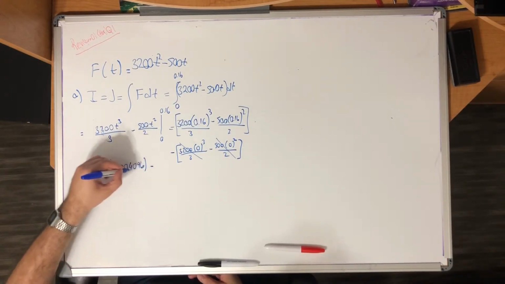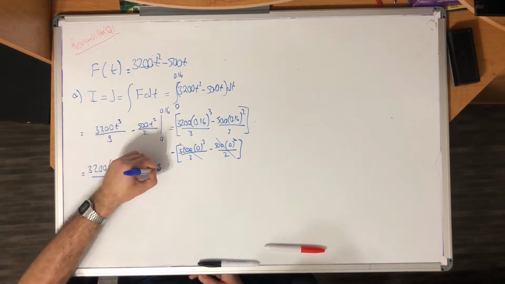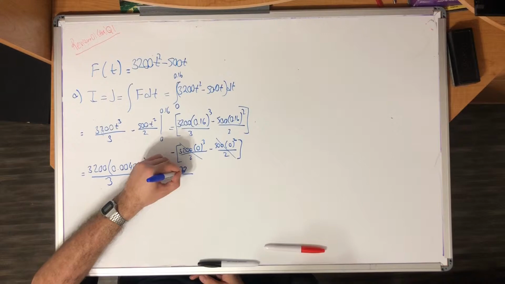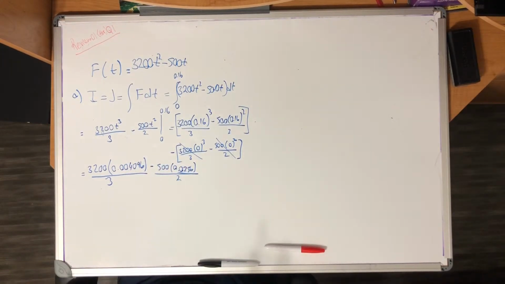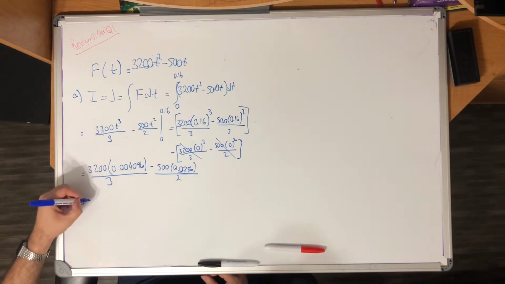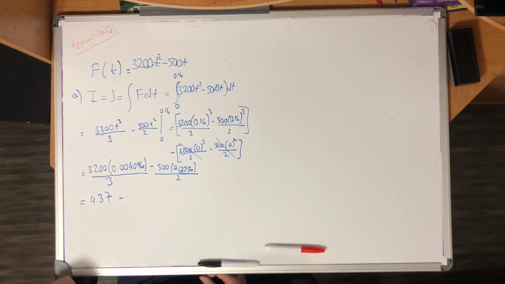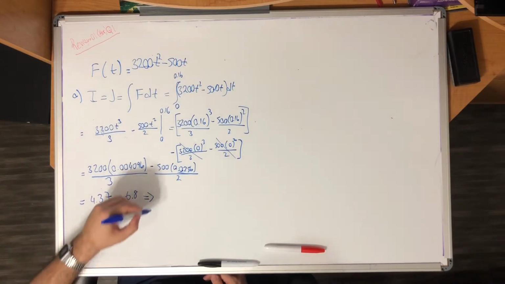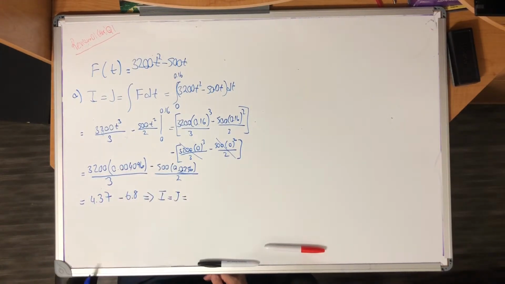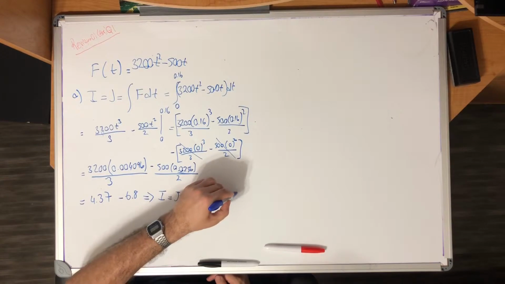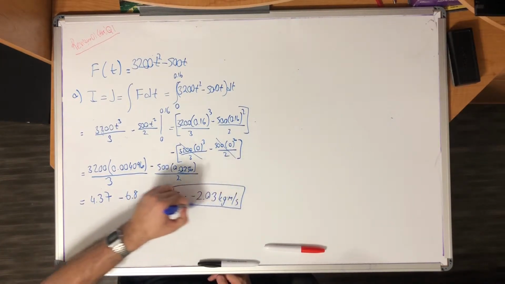0.04696 divided by 3, minus 500 times 0.0256 divided by 2. And once you plug in all, once you do this last part, then what are you going to find? You're going to find this as 437 minus 6.8, and your final number as a result, the impulse J, is going to be found as, so you're going to subtract a larger number from a smaller number. It's going to be negative 2.03 kilogram meters per second. So this is the impulse that you are going to find.